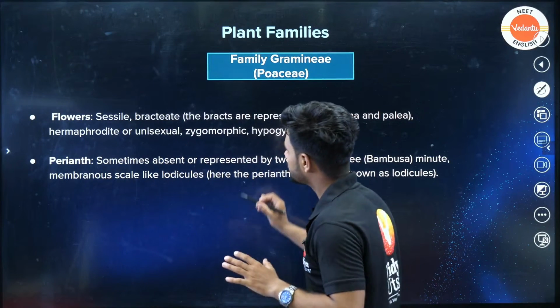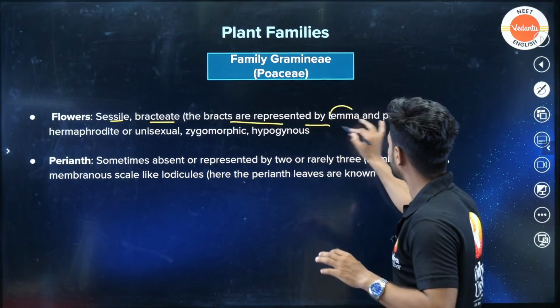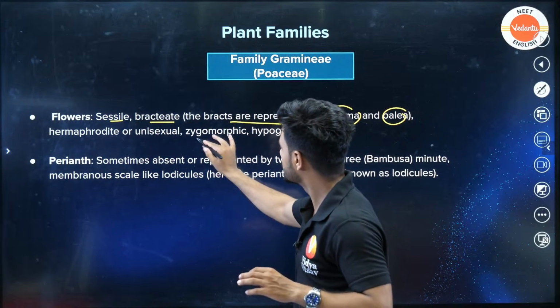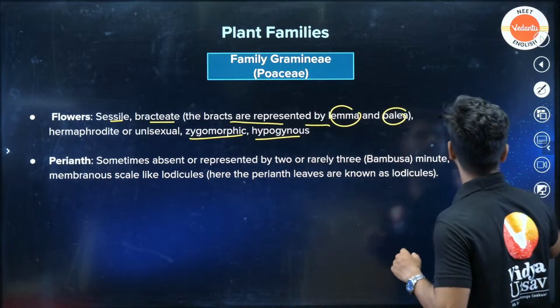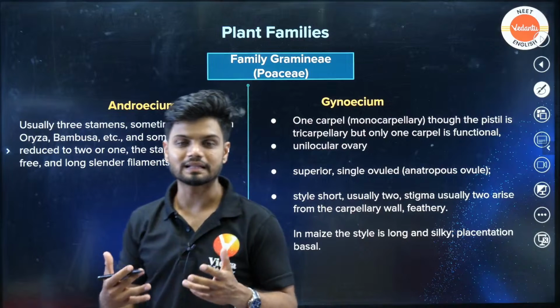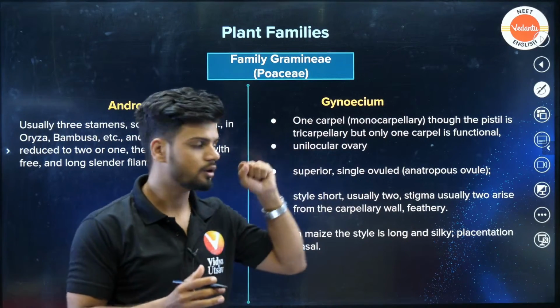Don't worry. Now the flower again: sessile, bracteate, bracts are present, lemma as well as palea. Hermaphrodite or unisexual, zygomorphic in condition and hypogynous. We have the perianth formation. Remember, the same perianth later gets converted to lodicules.